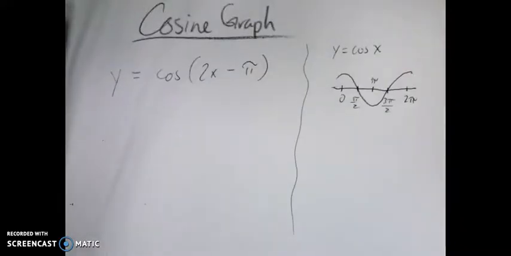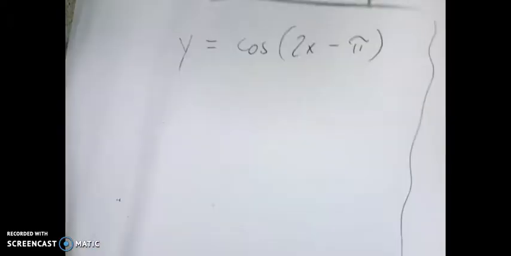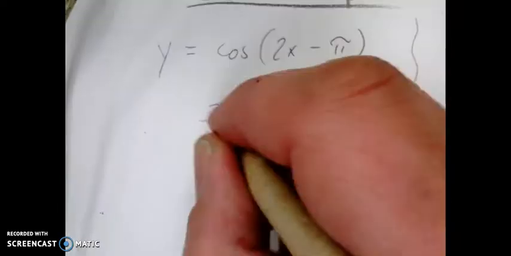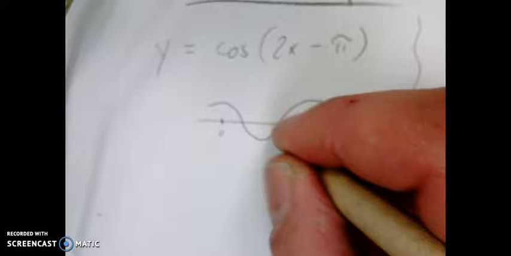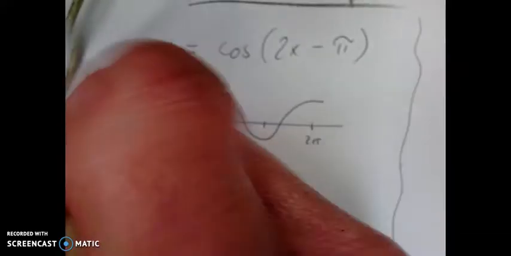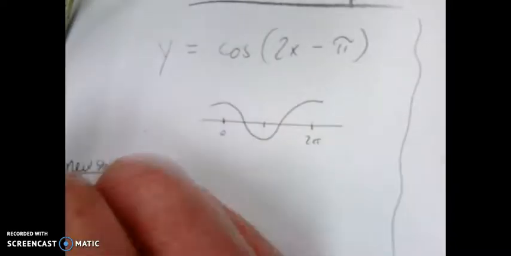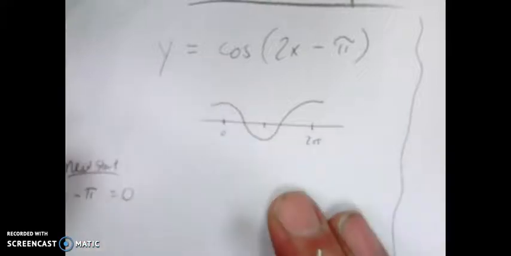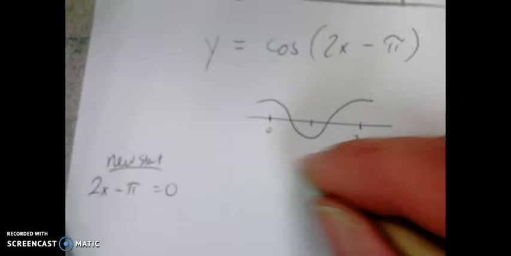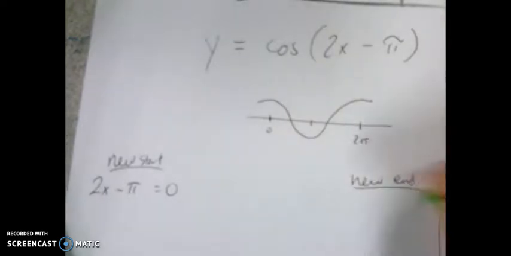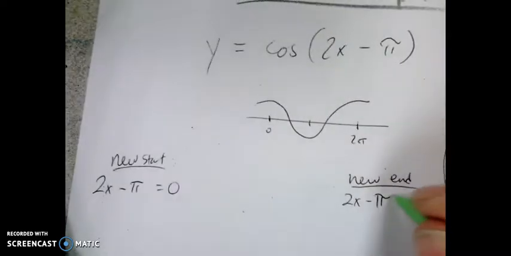Okay. So what we're going to do with this one is the same sort of thing we did with sine. It used to go from 0 to 2 pi. And what we need to find are our new points. So the new start, we take what we have inside, 2x minus pi, and set it equal to 0. The new end, set it equal to 2 pi.